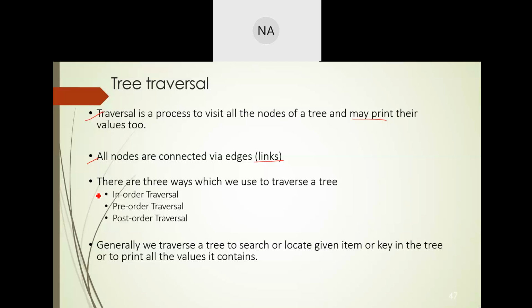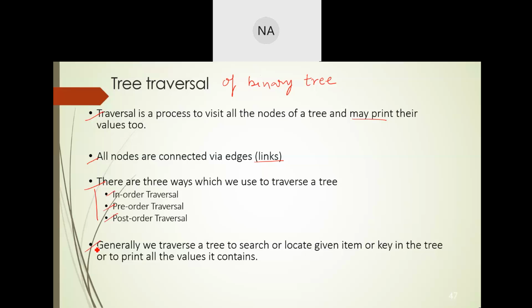So now how can we traverse the nodes of the tree and binary tree? Here in this discussion, we are focusing only on the binary tree, right? So we are just focusing on the traversal of binary tree. We are not talking about the general tree now. There are three ways which we use to traverse a tree: in-order traversal, pre-order traversal, and post-order traversal.